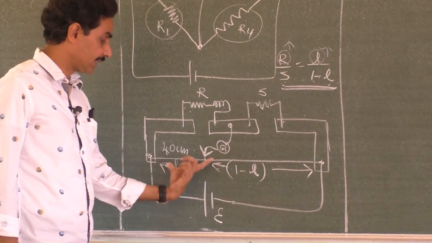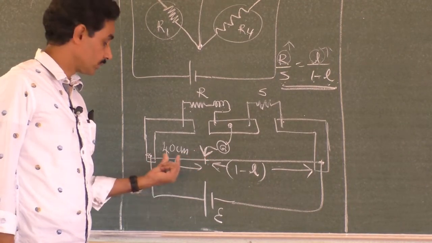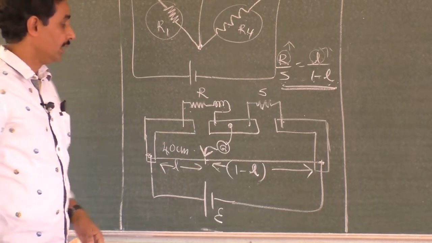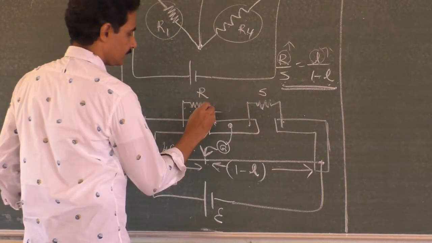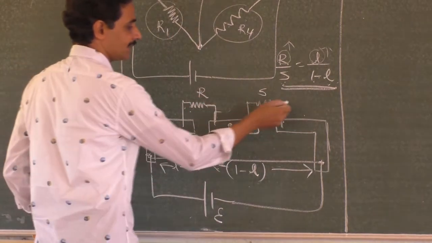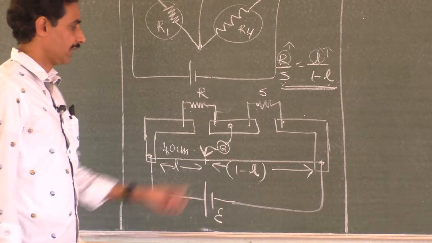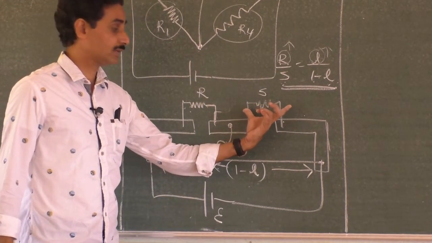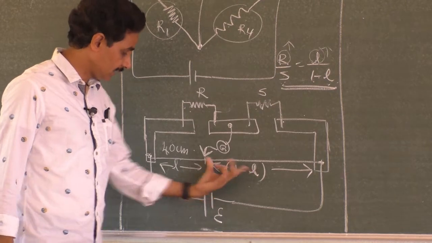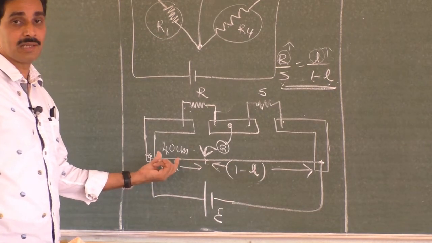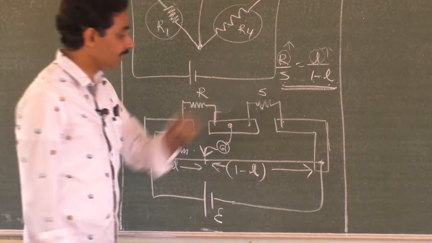Definitely this balancing length should become more, so it should be 40 plus 10. Suppose you connect a series resistance here. What happens? If you connect a series resistance here, resistance on the other side will increase. This will increase, that means this will decrease. 40 minus 10.